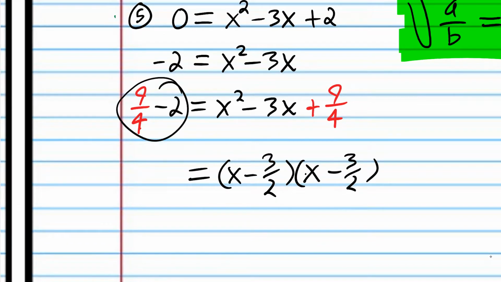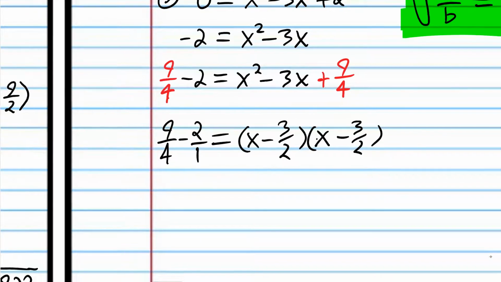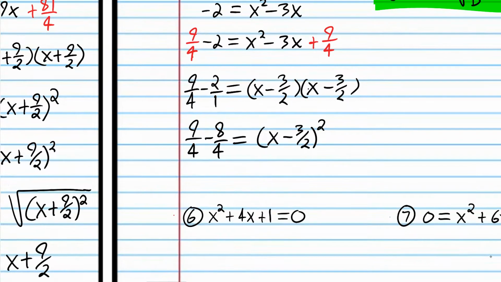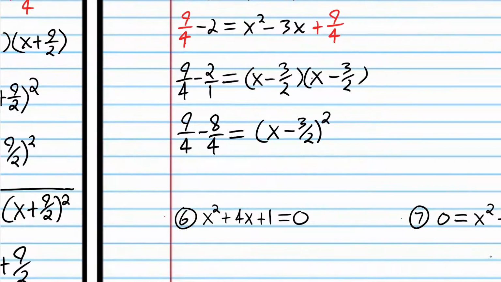Okay, and then we have to combine these, so we have to turn 2 into a fraction. And multiply both sides of this fraction by 4. And we get 8 over 4, as usual, change that to power notation. And 9 over 4 minus 8 over 4 is 1 over 4.